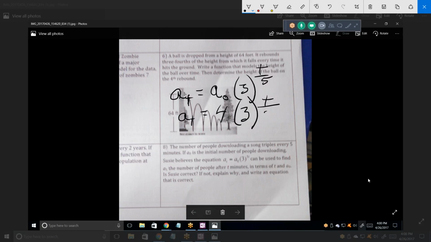Yeah, you are right. When t is 5 minutes, then this exponent is going to be 1, and we're going to have 12. When t is 10 minutes, we know there should have been 2 triplings, and we should have 36, and we do. So Susie is wrong. It's definitely wrong, and I was trying to figure out if there was a way to figure it out without trial and error, which is what I used.